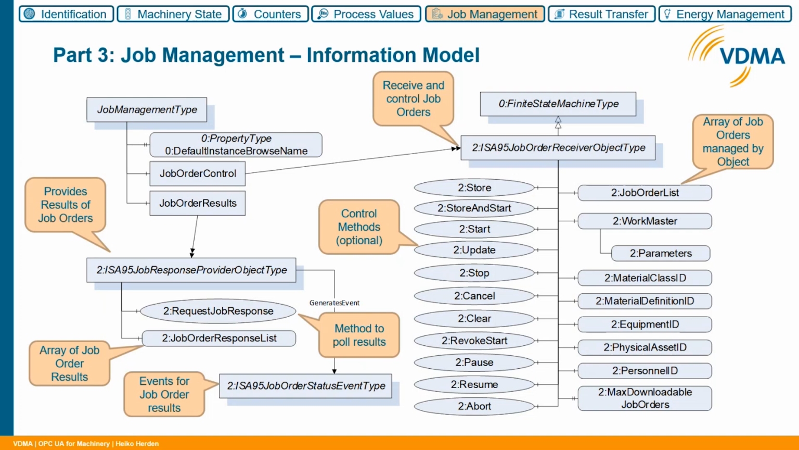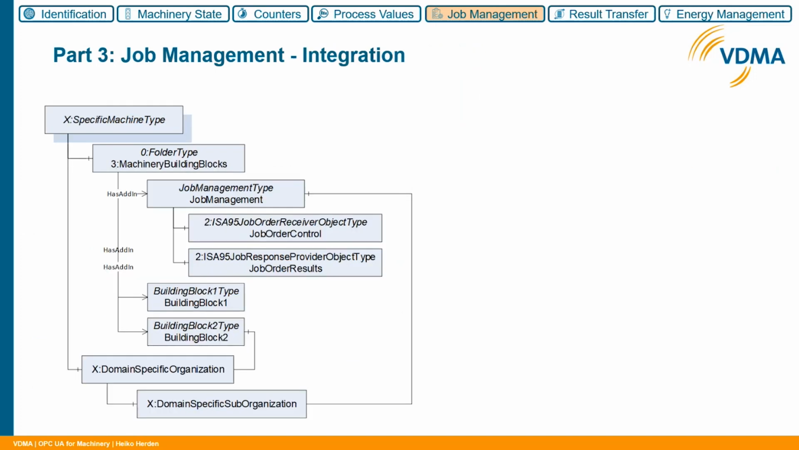This also needs to be integrated into OPC UA for machinery, of course. And for that, we use, as with the other building blocks, the machinery building blocks folder. So this is just an add-in called job management for the machinery building blocks folder. And within that add-in, I have the job order control and job order results. And in the machinery building blocks folder, I will see all the other different building blocks from OPC UA for machinery.